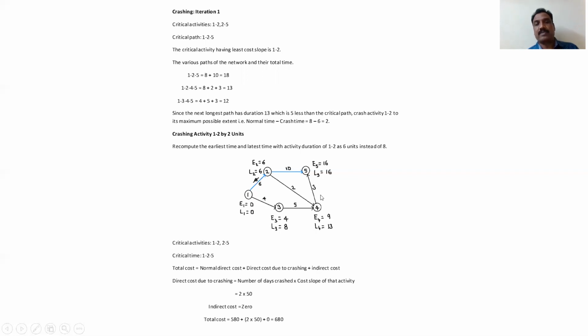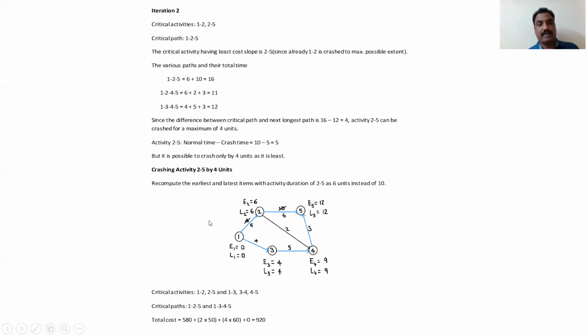Now again you find out the E1 and L1 values by taking this. So we crashed 2 units here. Instead of 8, we reduced it by 2. That means now it is 6. Now you find out all the E1 and L1 values. Again these all change. Now we got the total duration as 16 days. Now after crashing, what are the critical activities? 1 to 2 and 2 to 5. Same as before. The critical path is 1 to 5. These are the critical activities we got.